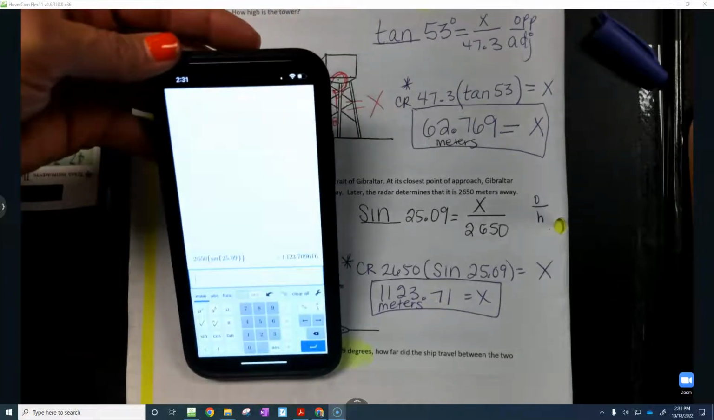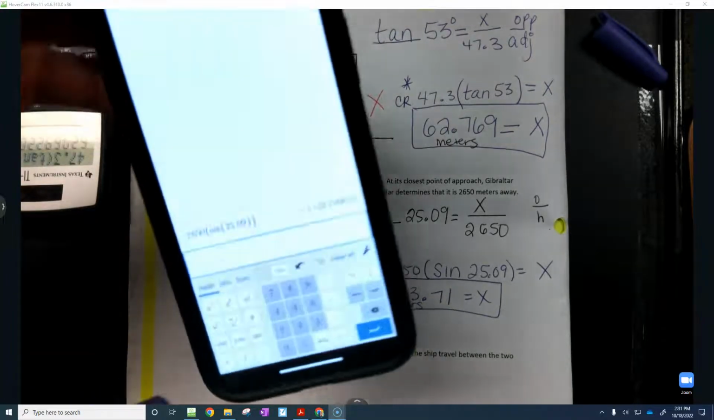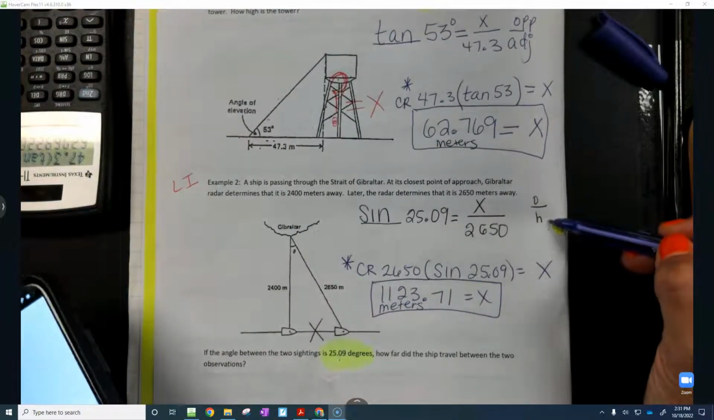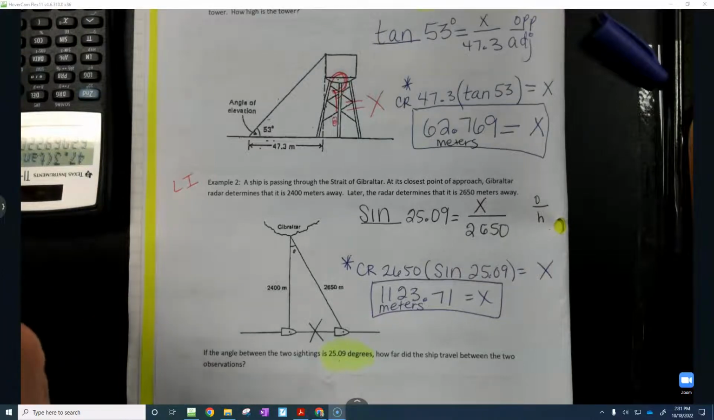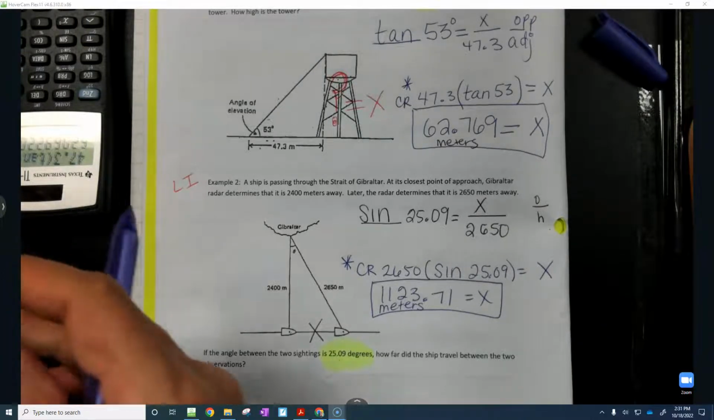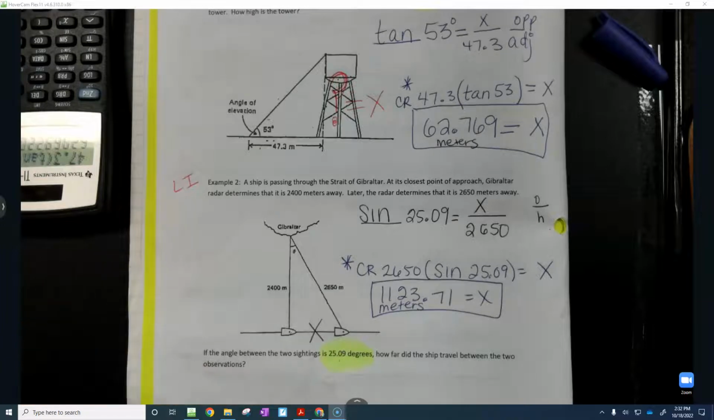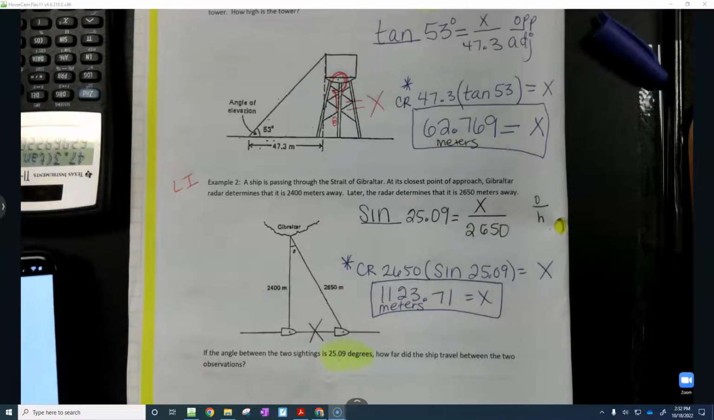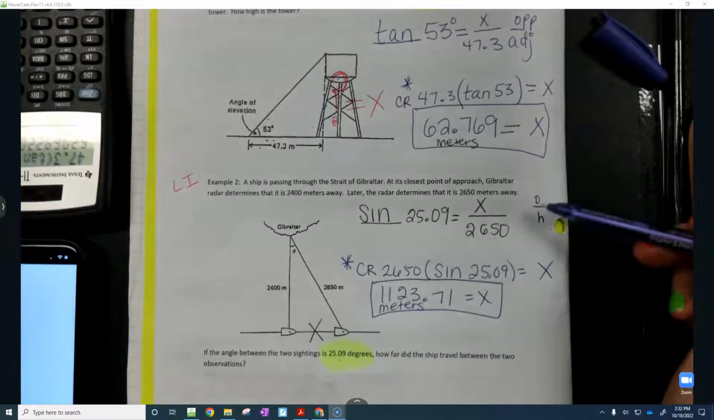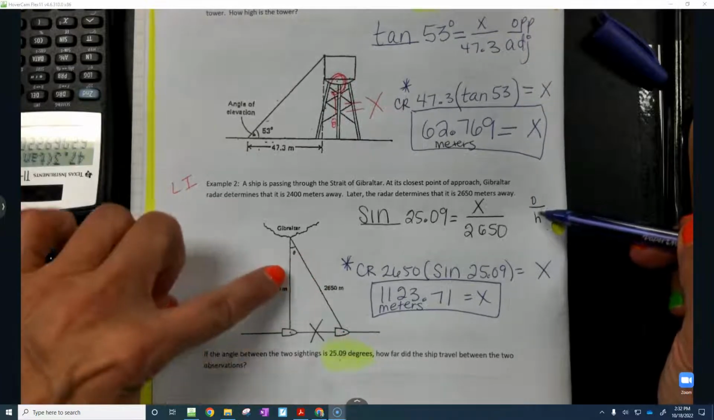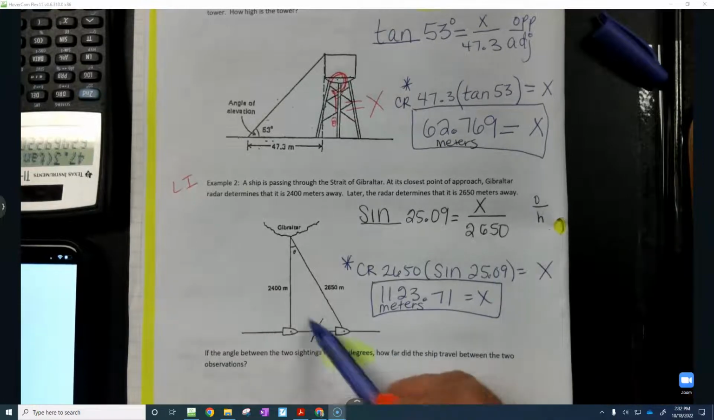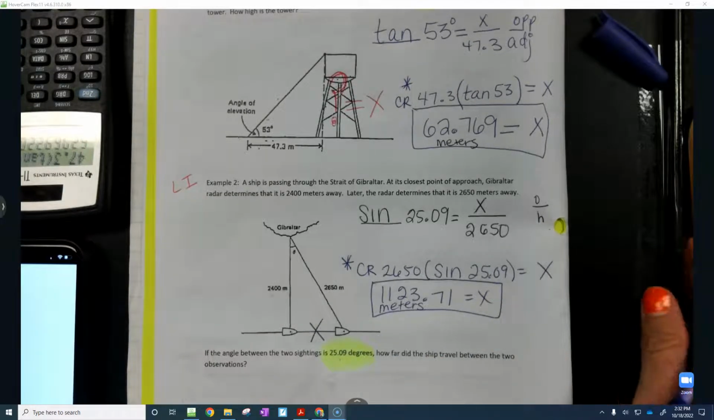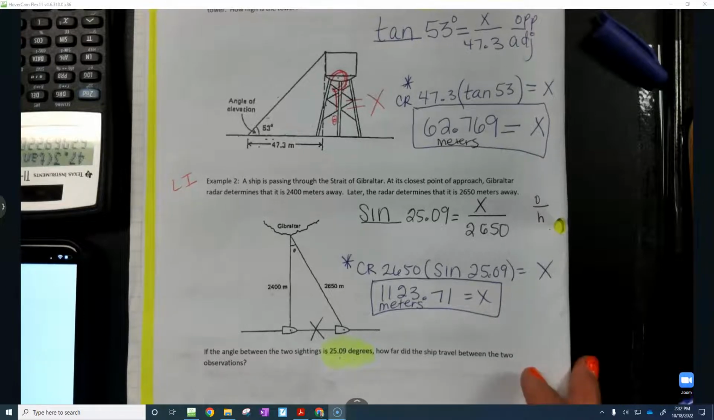So, how'd you get sine? It's right above your... Oh, it was opposite over adjacent. Opposite over hypotenuse. Yes. So it was opposite over hypotenuse. I could have done that one. You could have just done 26. Yeah, I could have done x over 26. Any questions on that?